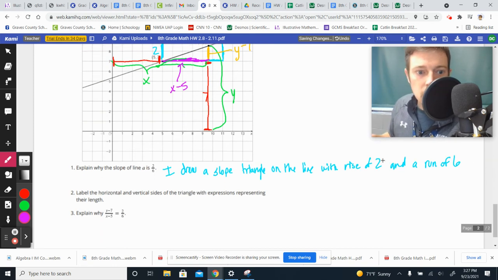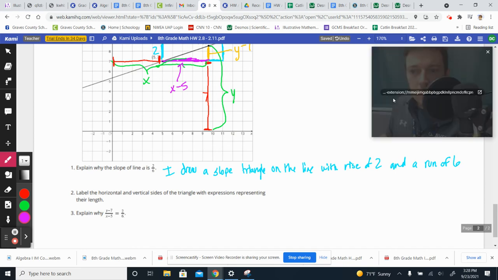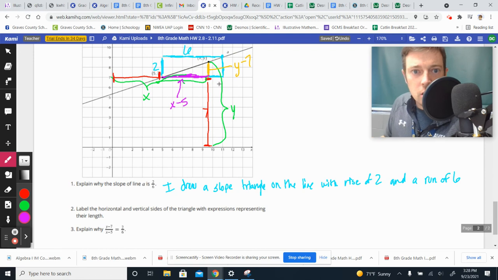And then lastly, why is this equation true? Okay, why is y minus 7 over x minus 5 equal to 2 over 6? Okay, that's because if you look back at our triangle, our dark triangle that we started with, its rise is y minus 7. Its run is x minus 5. They're just setting up the slope of the triangle, and they're setting it equal to the slope of the good blue triangle that we did.